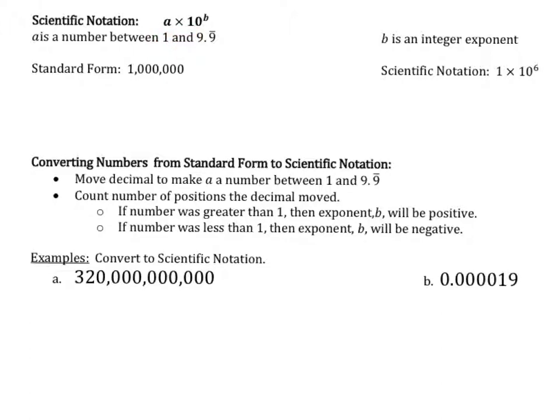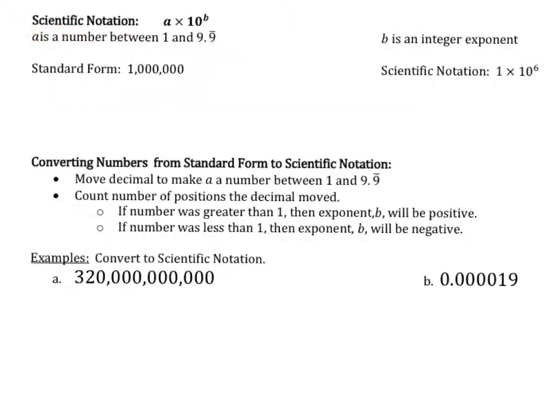All right, it's very important for you to know what a and b are in this definition. A is any number that's between 1 and 9.9 repeating, right? So no two-digit numbers are going to be here. It has to be between 1 and 9 point something. All right, b is any integer exponent. And this is the time where I can have a negative because it's an integer, which includes negative numbers. So the only time that I'll leave an exponent as negative is if I'm using scientific notation.